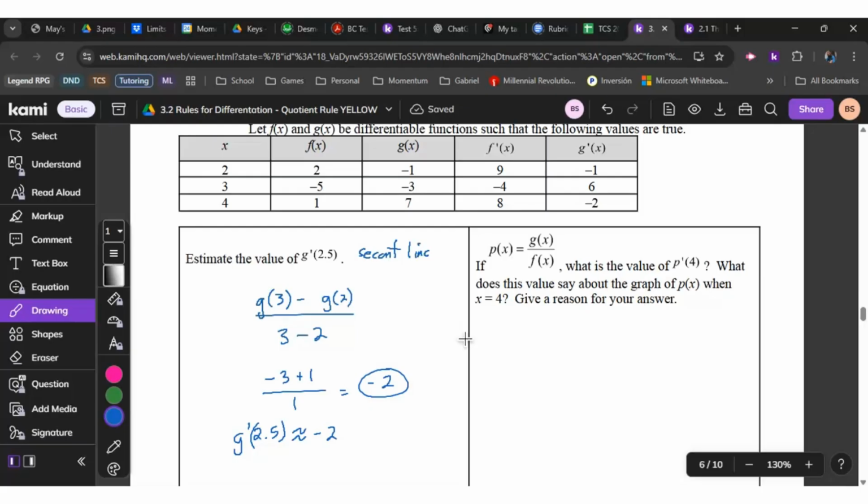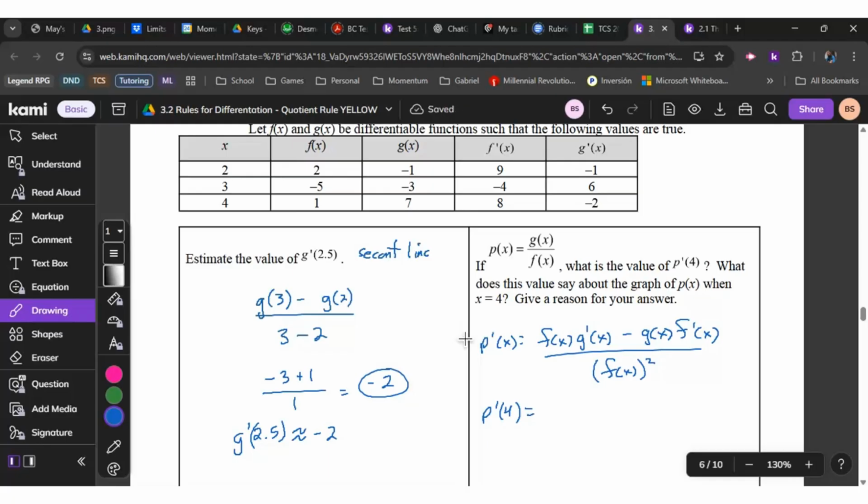All right, what about if p of x is g of x over f of x? What is the value of p prime of 4? What does this value say about the graph of p of x when x equals 4? Give a reason. First thing we're going to do is figure out what the actual derivative is. So p prime of x is going to be low d high minus high d low all over low squared.